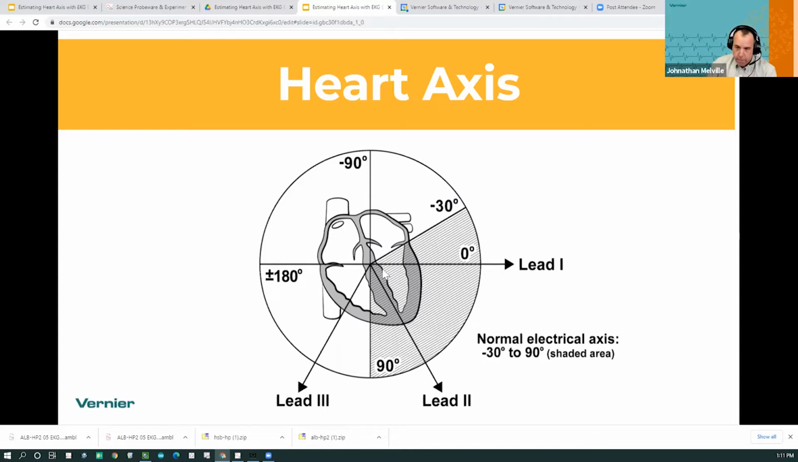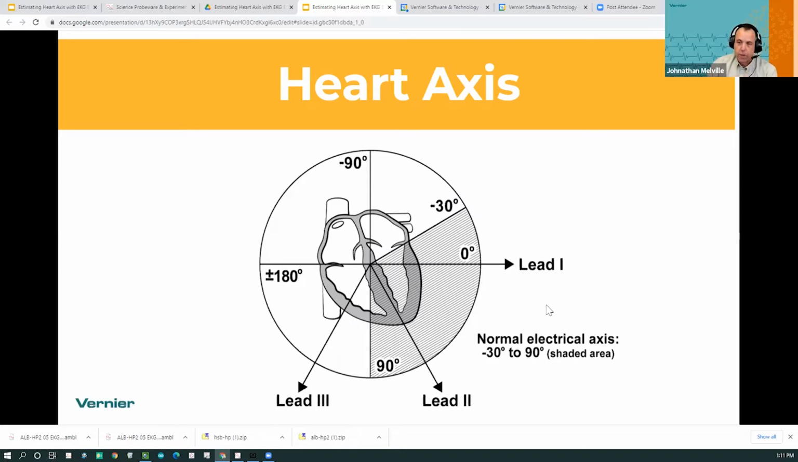Remember, here's the bottom part of the heart. Here's the ventricles, pardon me. Here's the atria. So when the ventricles contract, they produce that really big EKG trace, the really big spike. The lead that is closest to the tip of the ventricle is going to have the largest EKG trace.